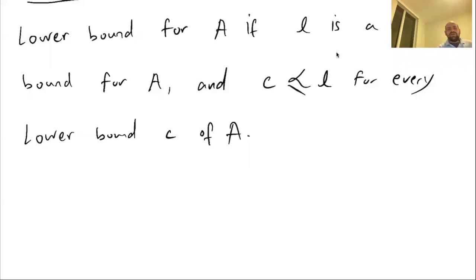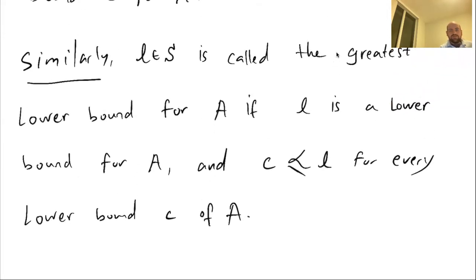Again, as you can guess from the name, greatest lower bound means, first of all, it has to be a lower bound. And among all lower bounds, it has to be the greatest one. So if there is a lower bound C for A, the greatest lower bound has to be bigger than or equal to the arbitrary lower bound. So C is clearly less than or equal to L, or L is clearly bigger than or equal to C, if C is in relation with L.